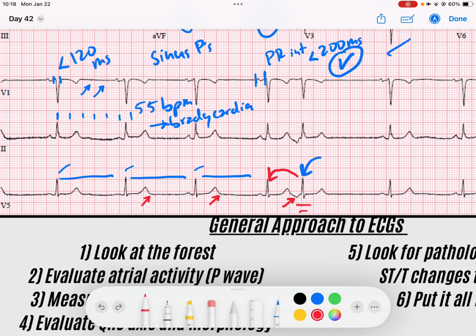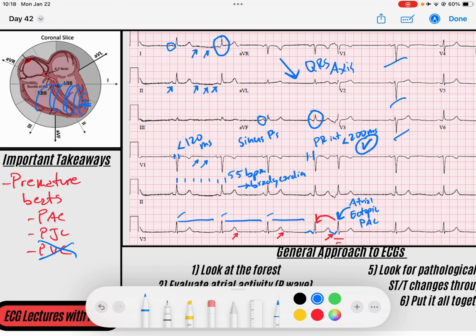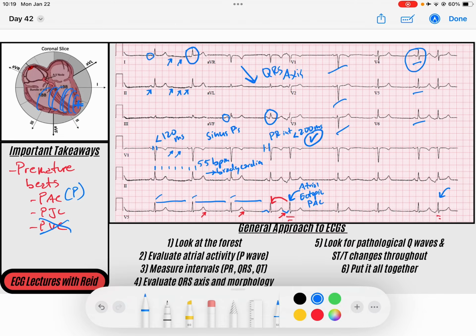Notice that the waveform of this early beat is negative, and the normal atrial contraction in this lead is positive. That tells me there is an ectopic location in the atria, so it's an atrial ectopic beat. Because it's happening prematurely, we can call this a premature atrial contraction. Premature atrial contractions and premature junctional contractions might look the same. The difference is that premature atrial contractions will have a P wave, and premature junctional contractions will not. So we can say that is a PAC.